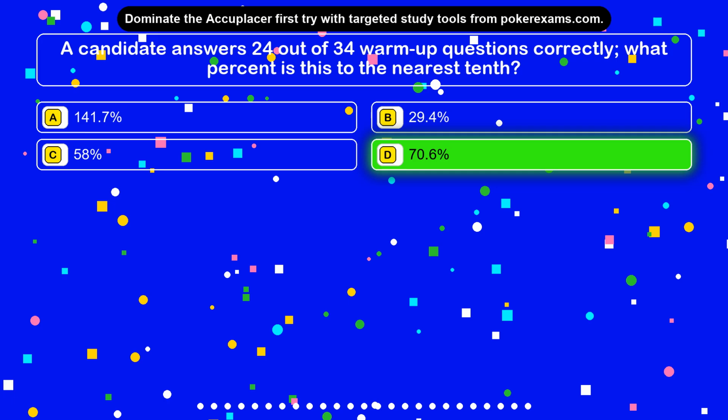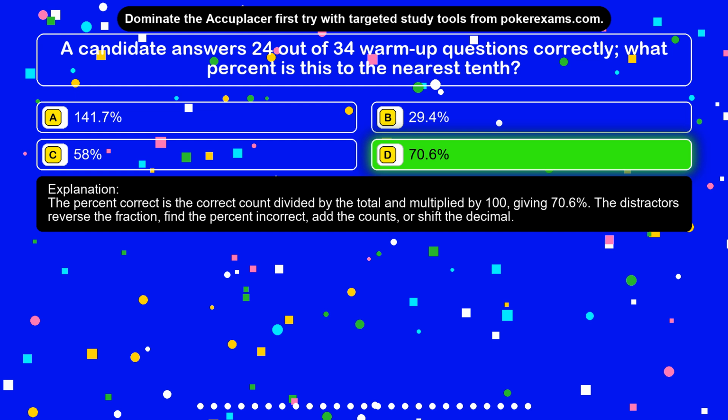The correct answer is option D, 70.6%. The percent correct is the correct count divided by the total and multiplied by 100, giving 70.6%. The distractors reverse the fraction, find the percent incorrect, add the counts, or shift the decimal.